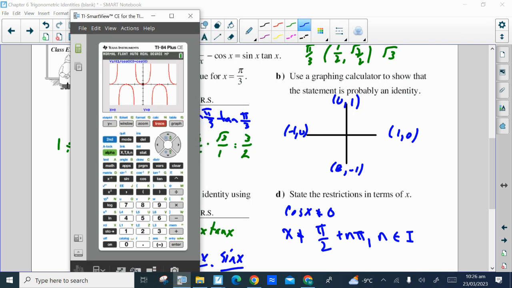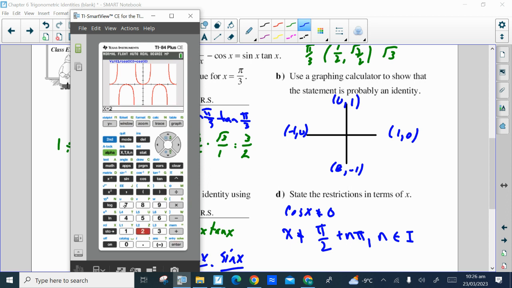If I go into the trace mode, x equals 0, you have your y value returned there. Y equals 0, so that's not a restriction. If I go to the other graph, the other equation, which was sine x times tan x, again, 0, 0 is part of that graph. If I skip to 90 degrees, now you see I don't have a y value returned for the first graph. What about the other equation? Again, no y value is returned.